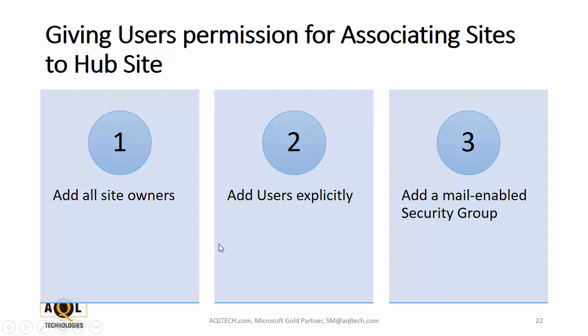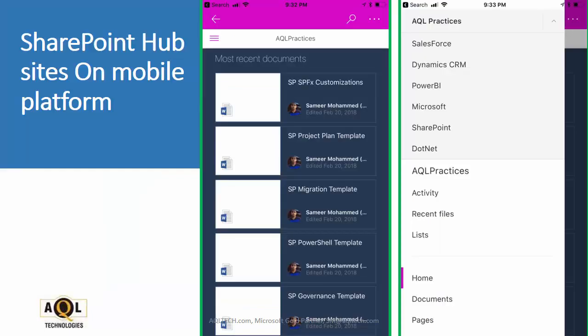Add all site owners, which means that as soon as the site collection admin is associating a site, if he does not enter any kind of principals, then pretty much everybody who's a site owner can associate a site to the hub site. The second is add users explicitly, which is I or the SharePoint admin explicitly add like 4 or 5 different users, or as many users as you want, and give them permissions to associate sites to this hub site. The third one is add a mail enabled security group, which has got to be an Active Directory security group associated to the hub site, and anybody who's part of the Active Directory security group will have permissions to associate sites.